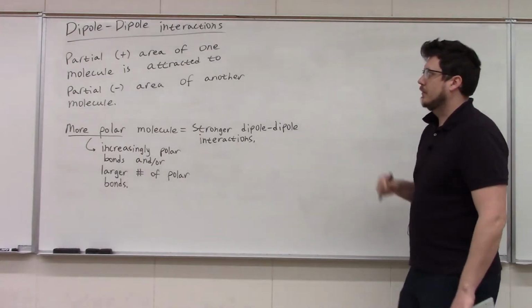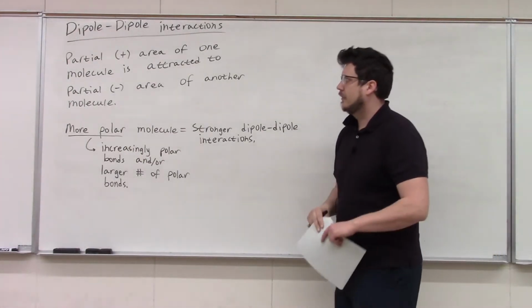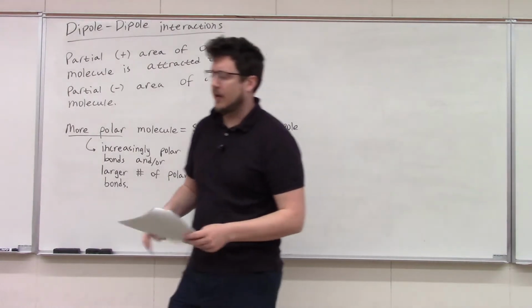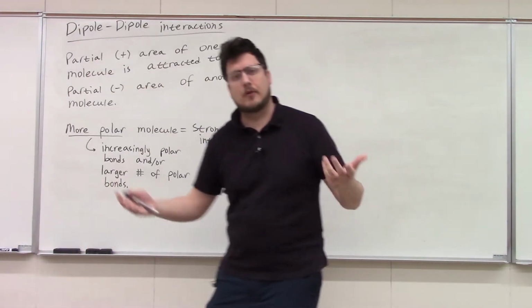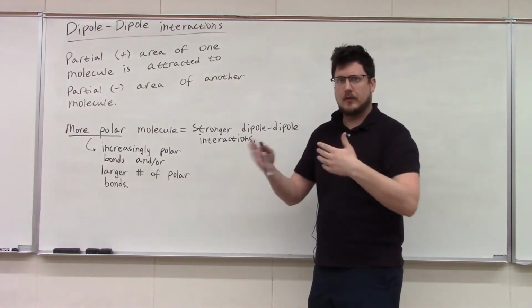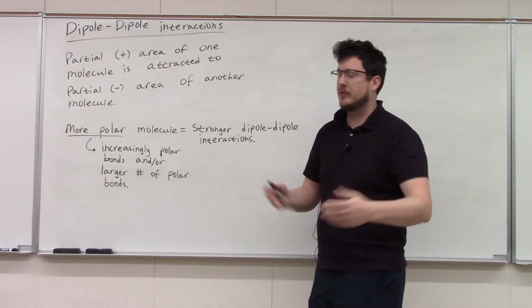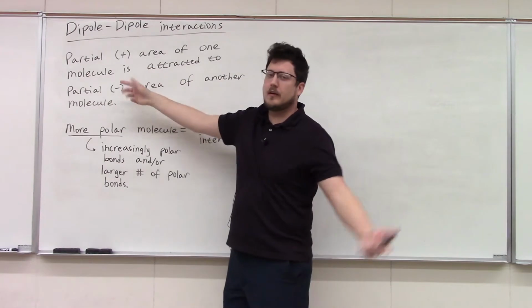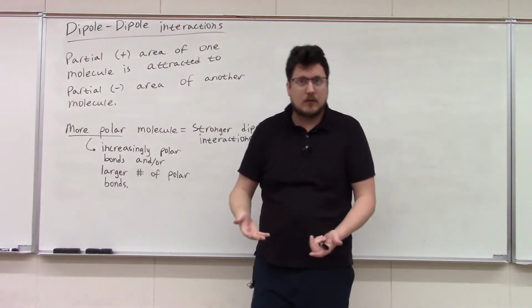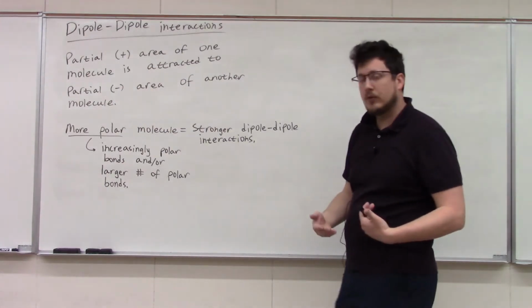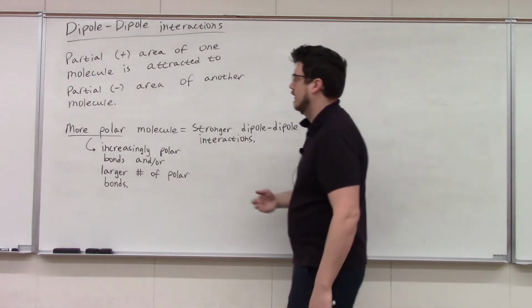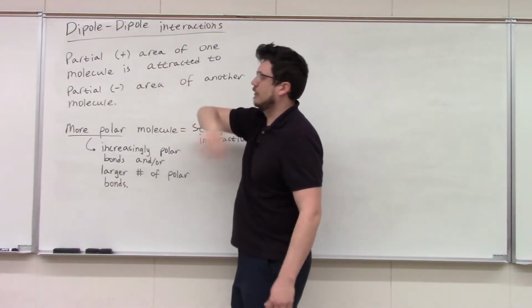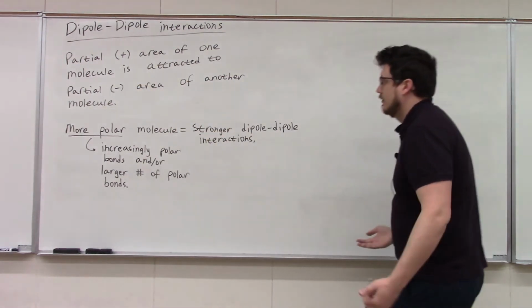Okay, so next we're going to talk about dipole-dipole interactions. These are polar molecules, so they have those regions of partial positive and partial negative. They have dipoles. And positive is attracted to negative, opposites attract. That is a theme I always harp on because it comes up over and over again. So partial positive and partial negative are attracted to each other.